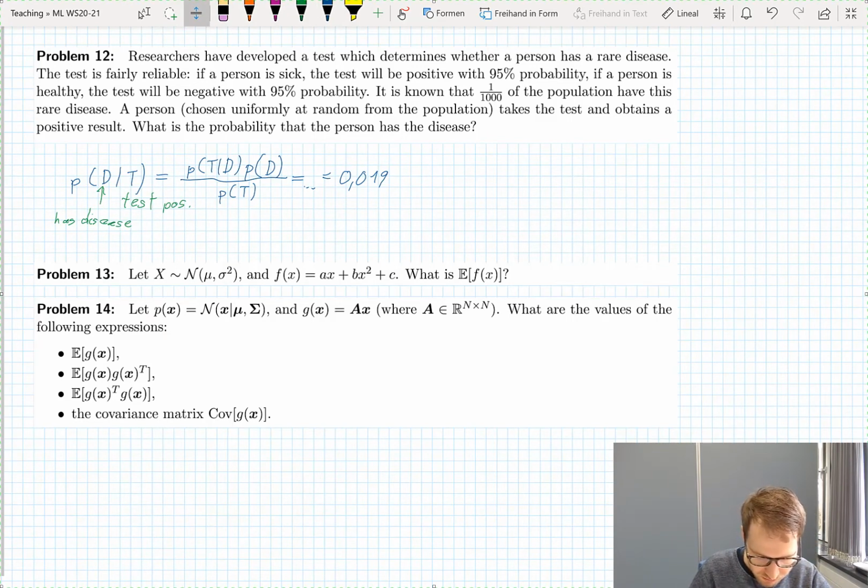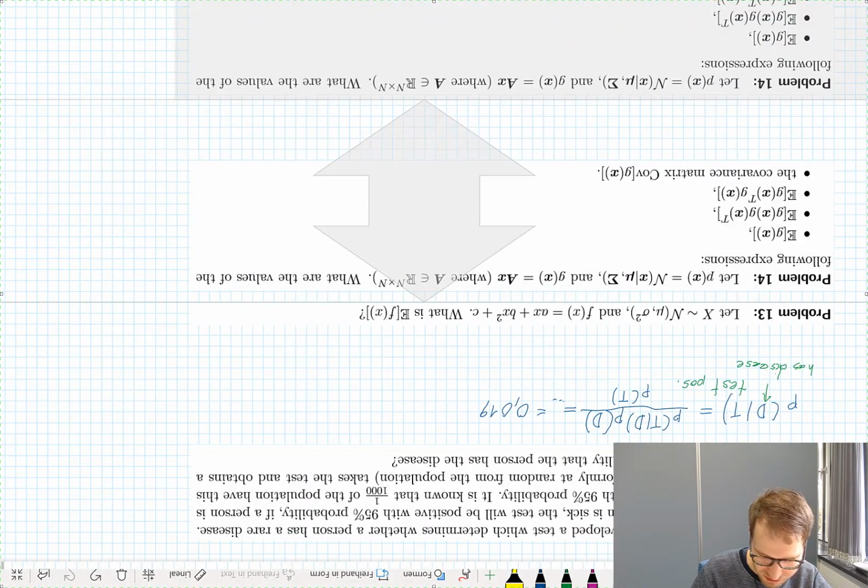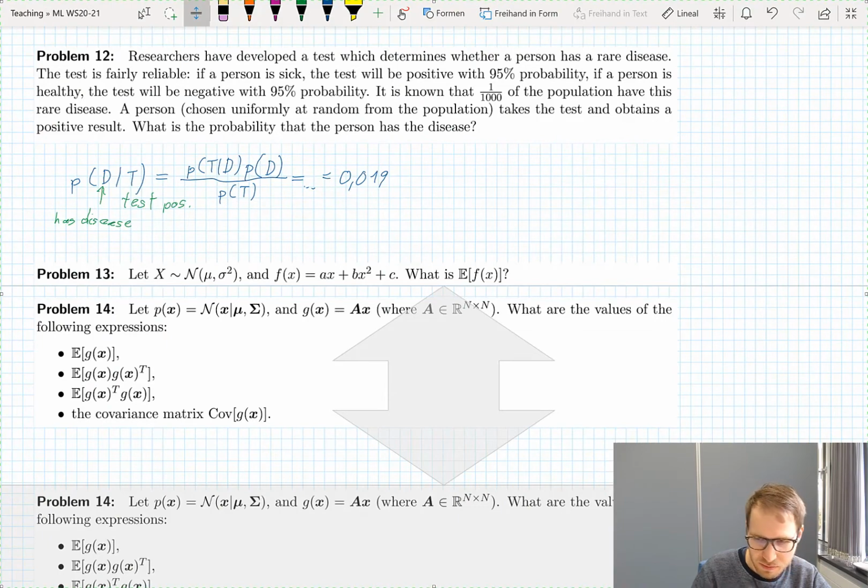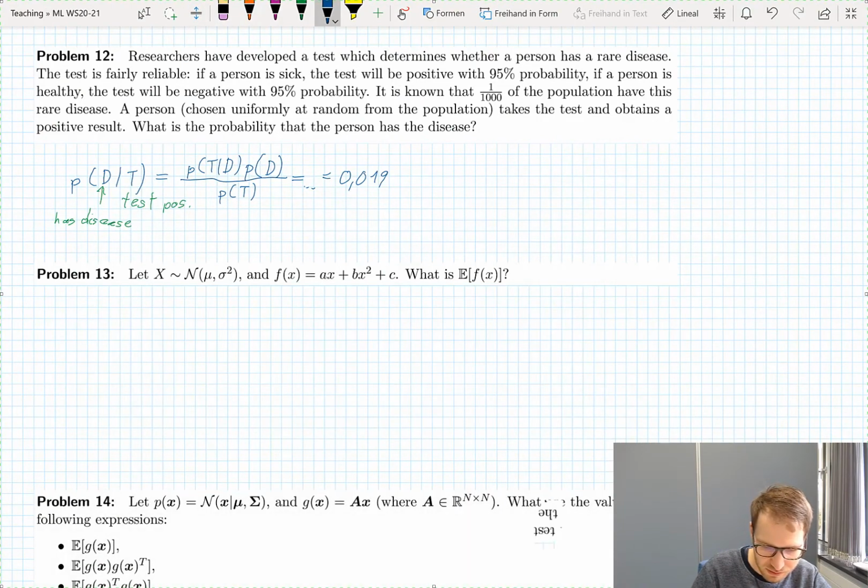So problems 13 and 14 are now concerned with Gaussian variables. So 13 is a univariate Gaussian and 14 is a multivariate Gaussian. Actually, for these, you don't really need to know anything about Gaussians. It's mostly just about the variance and the expectation and some linear algebra tricks. But that's often the case with Gaussians. You don't really need to remember the density function for the Gaussian. You should know that it's like e to the minus x squared and then some stuff, but that's all. Okay, anyway, let's look at this.